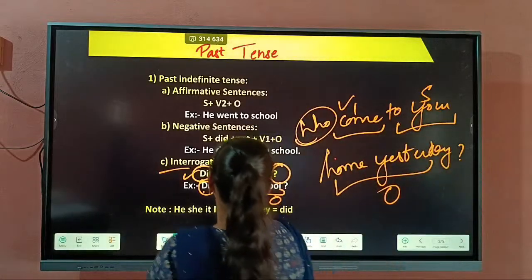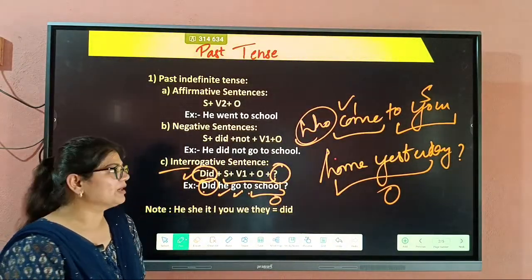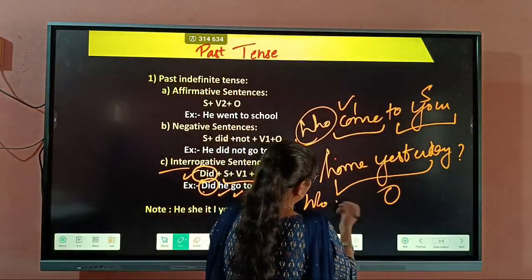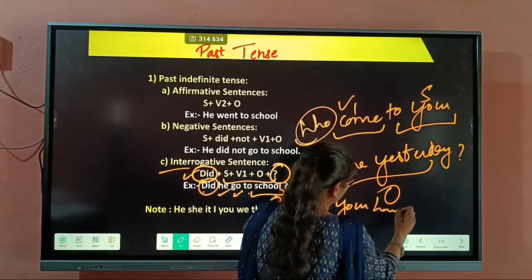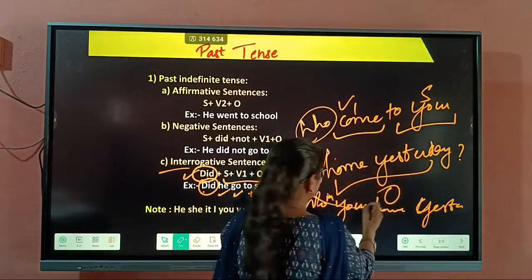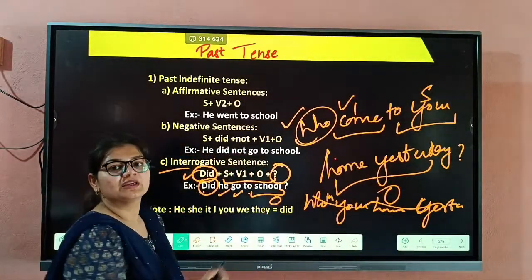Now, is it a correct form like this? No, it is not a correct form. But we can write like this, if I write: you who in your home yesterday came. This is wrong. So we will use this: who come to your home yesterday?